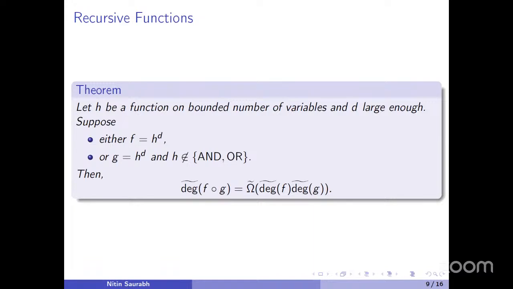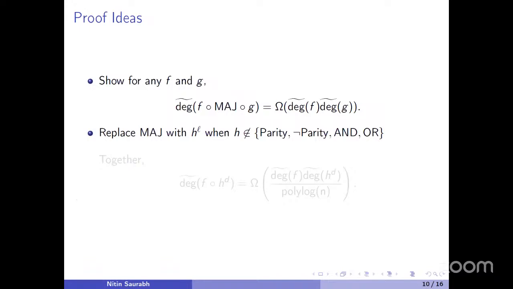Recursive functions, right? So what is a recursive function? It's just a Boolean function on a bounded number of variables, and you iteratively compose it a few times, right? So that's the parameter d. So if either the outer function or the inner function is of such a form, then we show that the approximate degree composes. So I will use the phrase approximate degree composes for this lower bound. I hope that has been well established by now, right? Up to some polylog loss, that is what the tilde denotes, right? Great. So what is the proof idea?